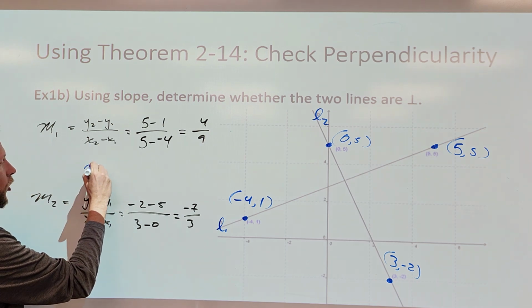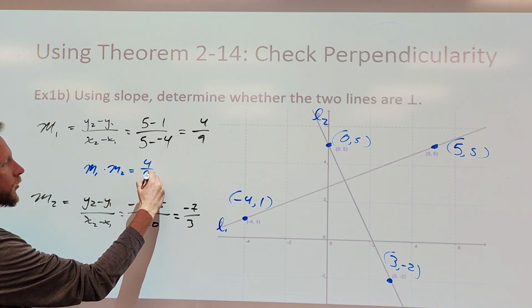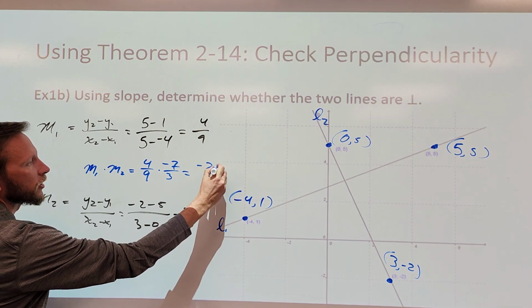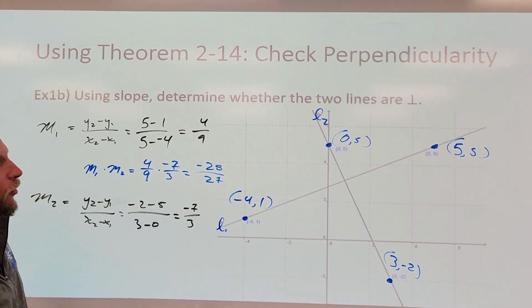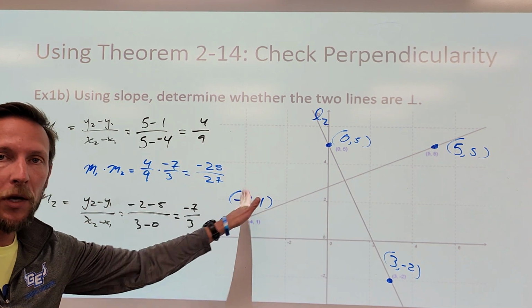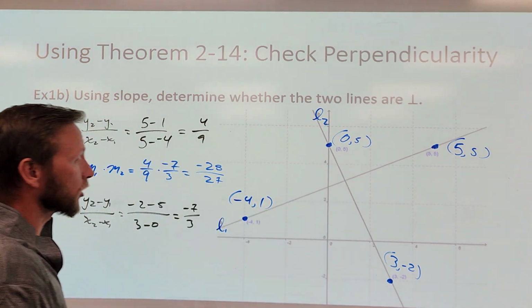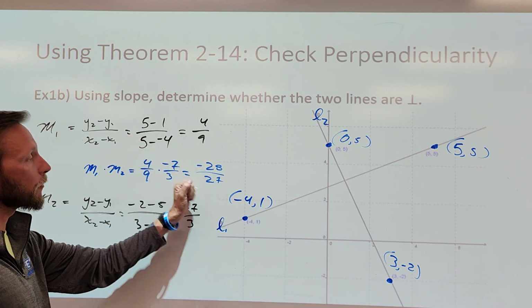All right, the slope of line 1 times the slope of line 2 is going to be 4/9 times -7/3. This gives us, it's so close. It's almost 1. We are off, I'm sorry, not 1, -1. We are off by 1/27. These look so close to being perpendicular, but we can't go by sight alone. We have to use the math to back it up.